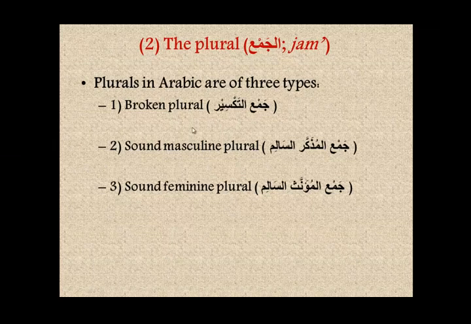Number 1, we have the broken plural, jam' al-taksir. Next, you have the sound masculine plural, jam' al-mudhakkar al-salim. And lastly, you have the sound feminine plural, jam' al-mu'annath al-salim. You should know these words by now. Al-mudhakkar is masculine, mu'annath is feminine, and salim means sound, something that is intact, unbroken and sound.